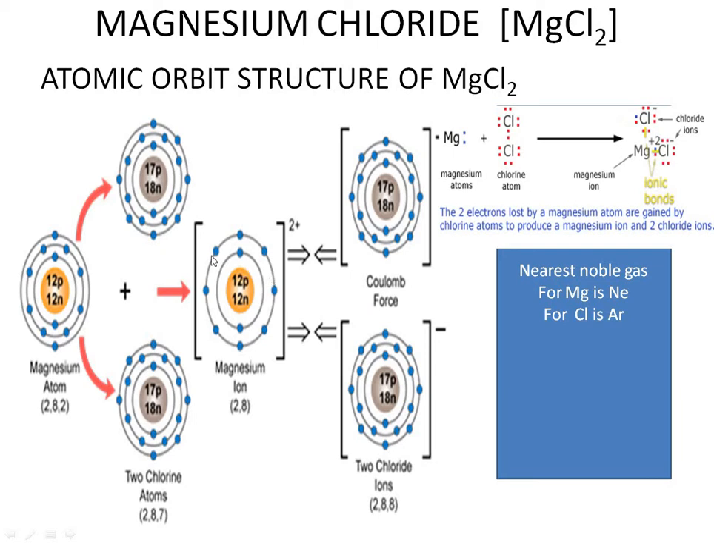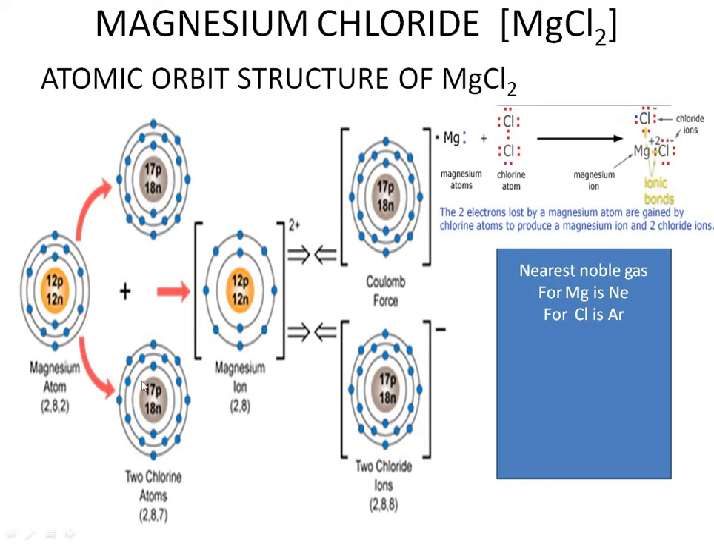Chlorine has atomic number 17, and 35 is the mass number, so when you subtract 17 from 35 you get 18 neutrons. The same way for the other chlorine atom: 17 protons, 18 neutrons. Now you fill the electrons: K shell 2 electrons, L shell 8 electrons and M shell 7 electrons. The same way here also, K 2, L 8, M 7.